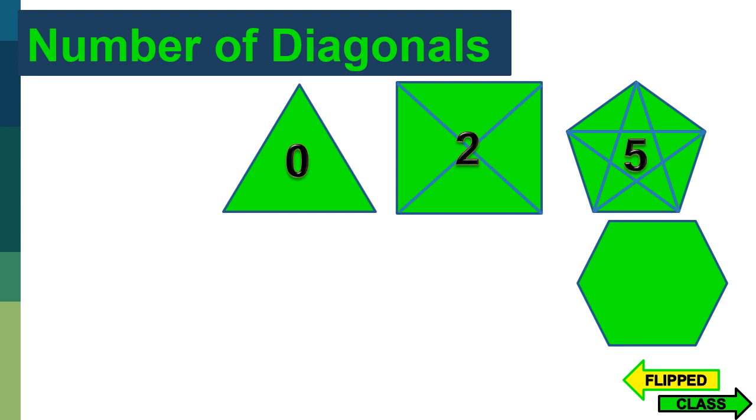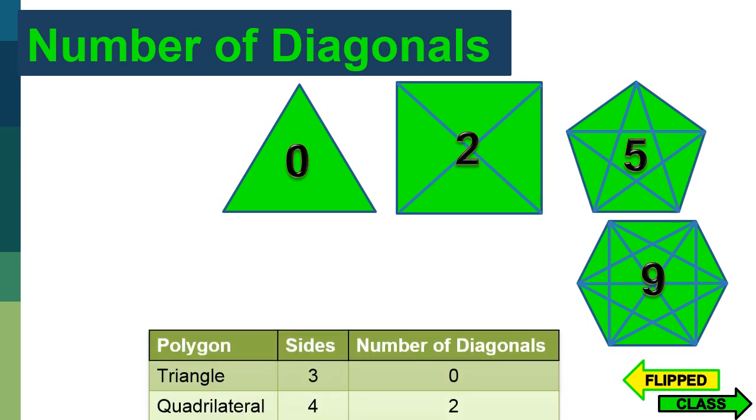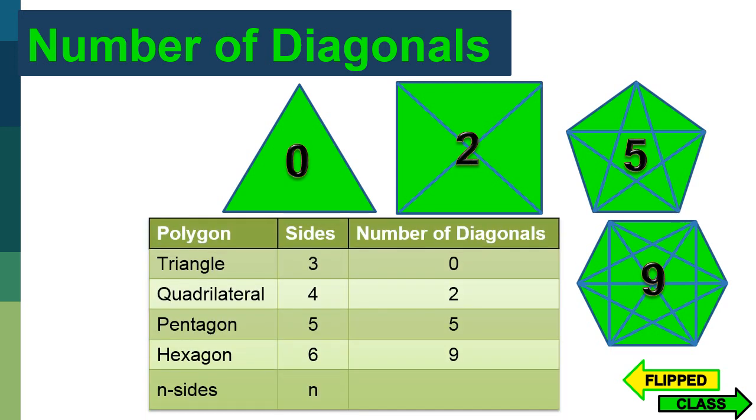And for a hexagon, how many do we have? Let's try. 1, 2, 3, and then 4, 5, 6. We have 7, 8, and finally, the 9th one. So we have 9 diagonals. This is now the summary of all diagonals from triangle to hexagon. For a triangle, we have none. Quadrilateral, we have 2. For pentagon, we have 5. For hexagon, we have 9.